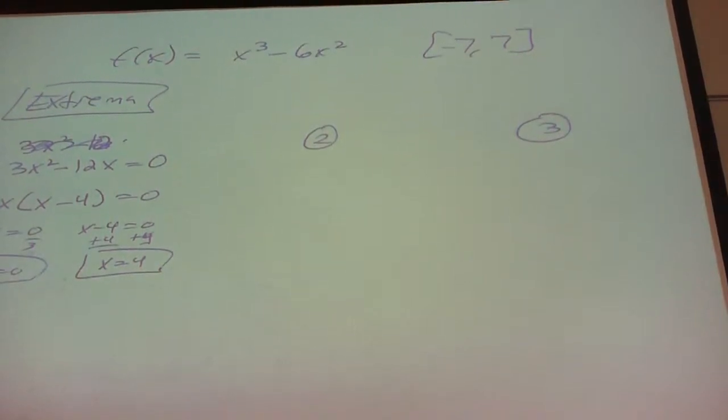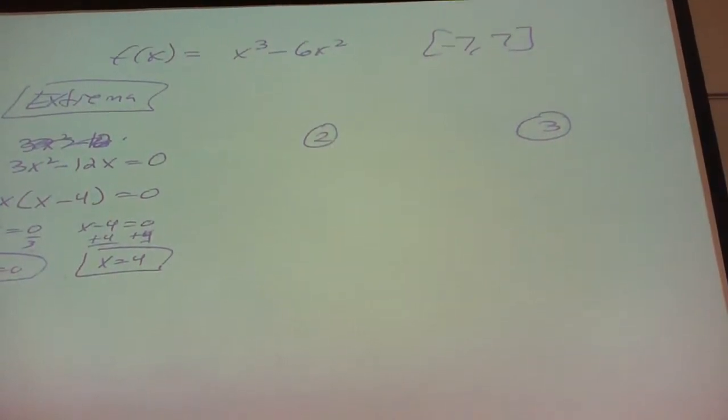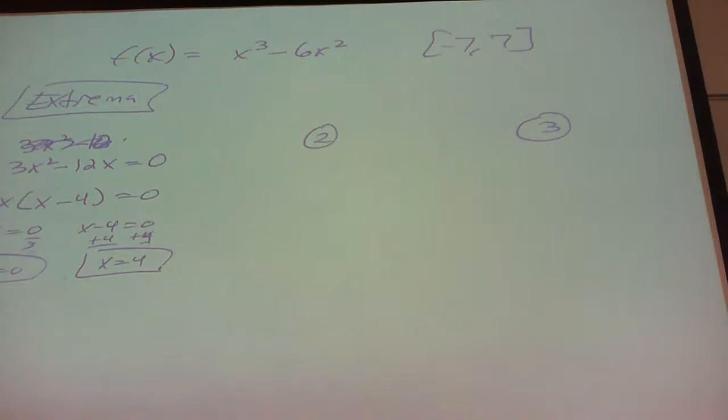Again, if that factoring keeps on coming up, that's an issue. You could have used the quadratic formula. A is 3, B is negative 12, C is 0. Questions there?